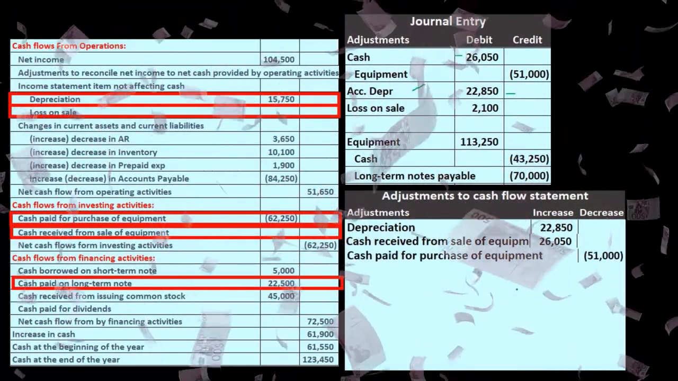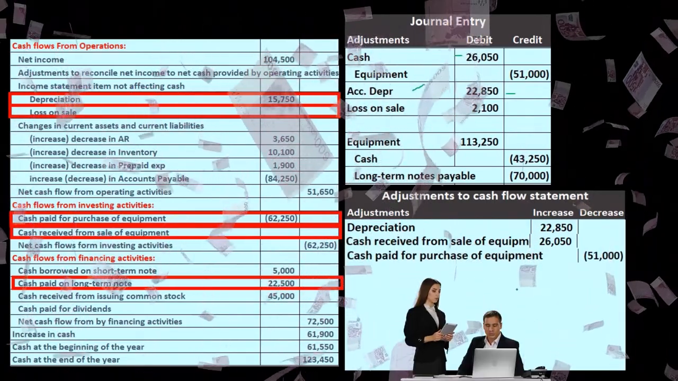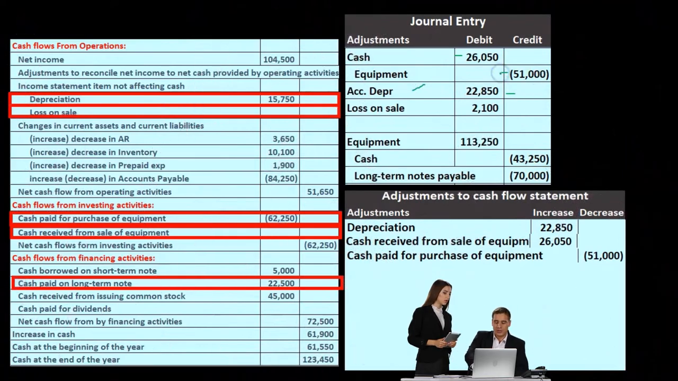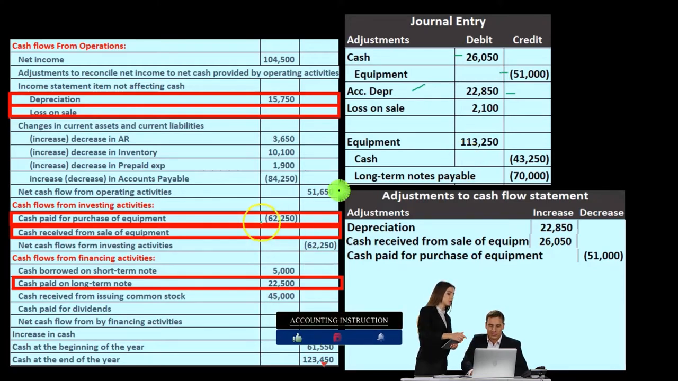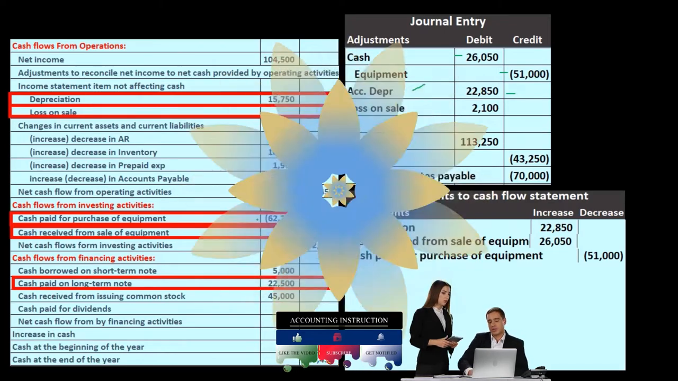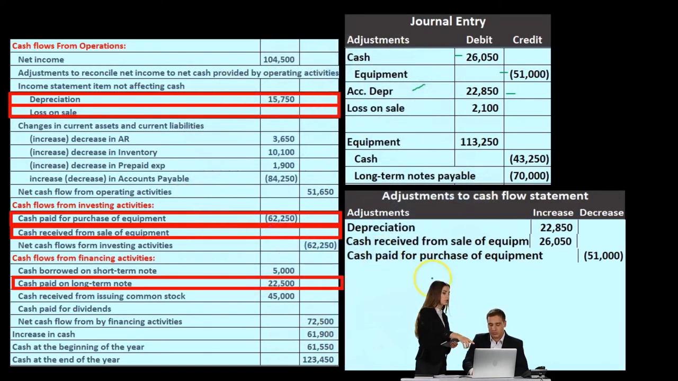And then we've got cash paid for the purchase of equipment. That's going to be the 51 here. So why would that be? Well, cash paid for the purchase is where we put the entire difference, which is really a result of these two journal entries. So we're breaking this out into its components now. That's why this has got to be a component and it's got to go down.